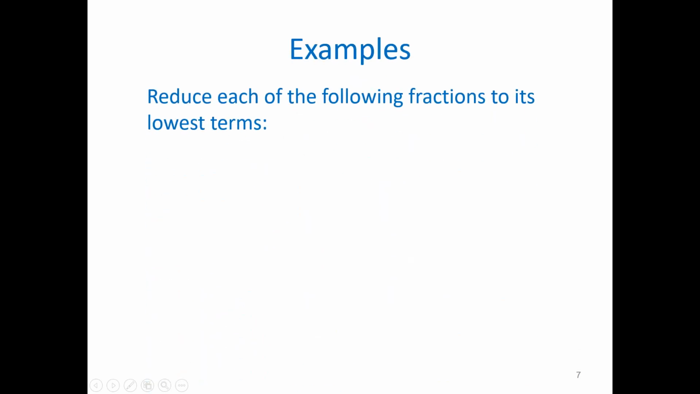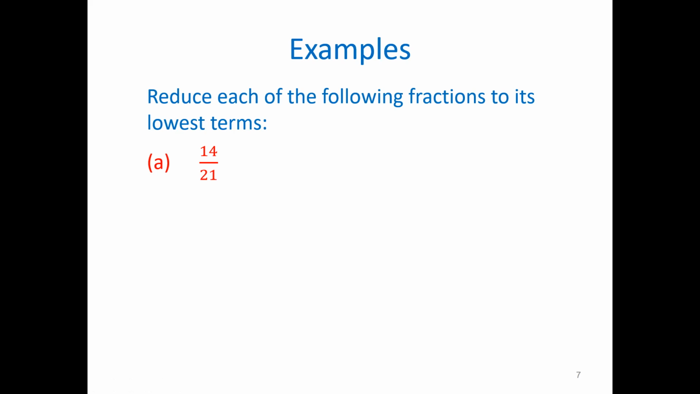Examples. Reduce each of the following fractions to its lowest terms, which means simplify the fraction. Now 14 over 21. If we want to simplify it or reduce it to its lowest terms, we have to divide the numerator by a number and the denominator by the same number. You have to multiply and divide by the same number, not by different numbers.